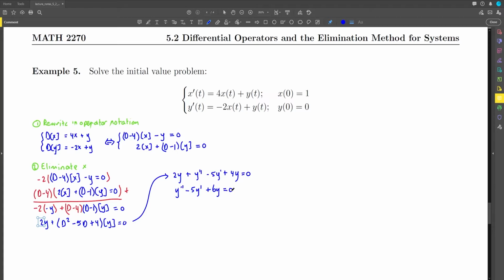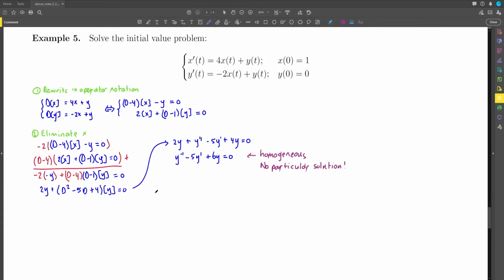So now our next step is that we want to solve this for y, and one of the nice things here is that this is a homogeneous equation. So note that this is homogeneous. And that means that there is no particular solution. So that definitely cuts down on the work for finding a solution. So let's find that solution in step 3. So we're going to solve for y.